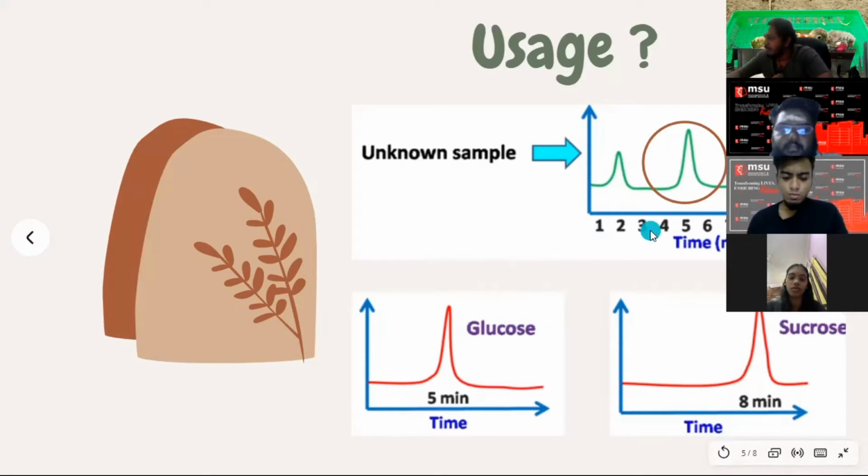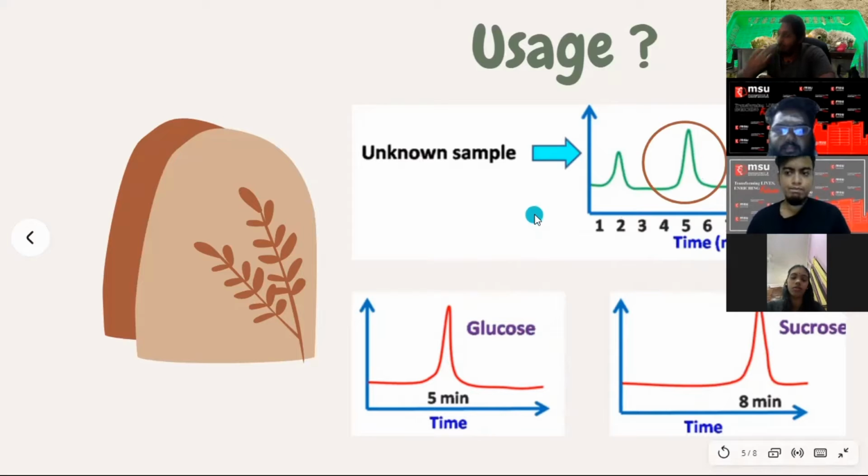If you see this graph, at the 2nd minute there is another peak, which does not refer to the 5th and 8th. But at the 5th, you can see there's a peak, which shows the presence of glucose. At the 8th minute there is no peak, which shows that there is no presence of sucrose.